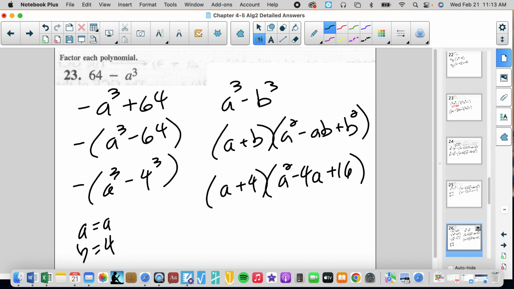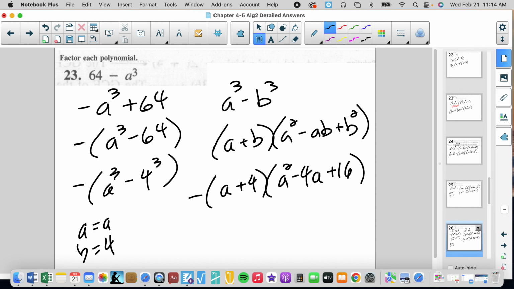Let's check the answer key, kids. Where is that answer key hiding? Let's see. This is section 4.5. Please be patient with this interruption. This is number 23. Oh, and we forgot the negative on the outside. You would have that negative out there. So don't forget that negative. Oh, you get 4 minus a. I don't have that.